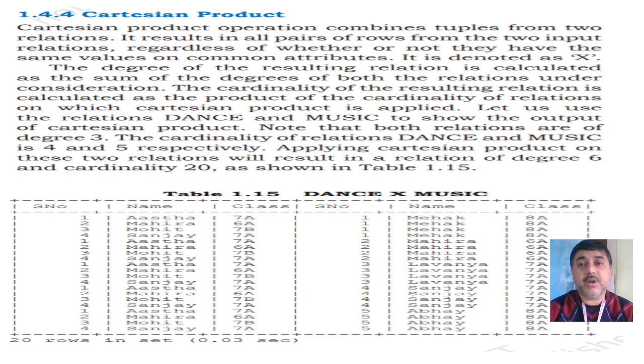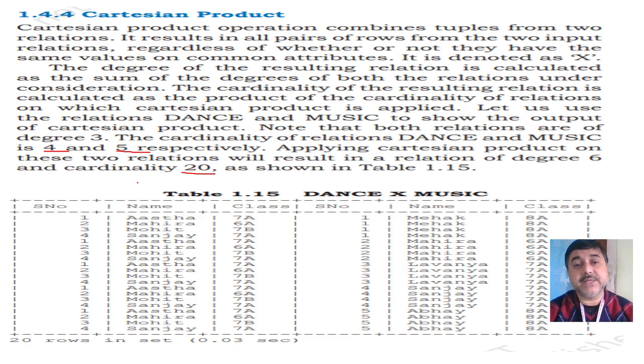Now the Cartesian operator. Cartesian means one table's total values are multiplied with the values of the other table. So we take one value and multiply it with all the values of the other table, and in a similar way we take the next value. Then we find the degrees. Suppose the degree is 3 for each. The cardinality of the dance and music tables is 4 and 5 respectively. So how many values? 5 into 4, there will be 20 values.